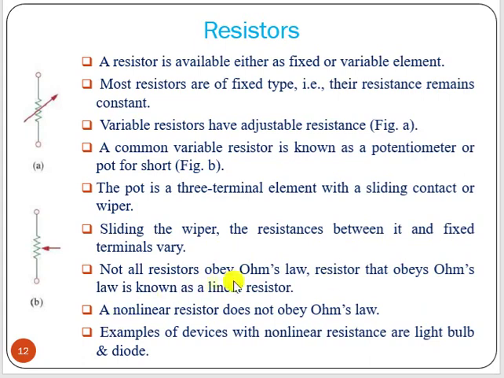Now, not all resistors obey Ohm's law. That you have to remember. Those that follow Ohm's law are called linear resistors. There are many nonlinear resistors also available that do not obey Ohm's law. Examples of devices with nonlinear resistance are the light bulb and the diode, and the transistor also you can say.